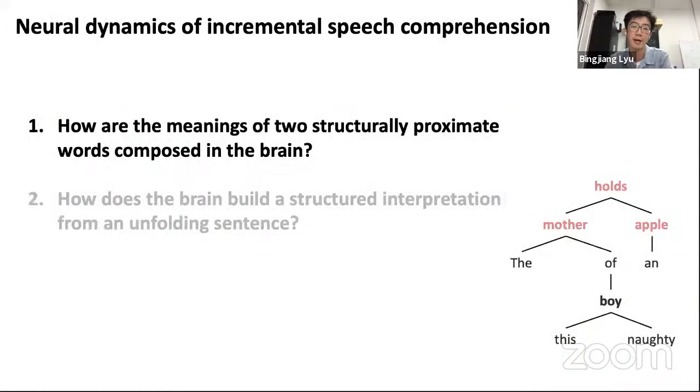Okay, let's get back to our specific questions on the neurodynamics of incremental speech comprehension. So here, the first one is about meaning computation of two structurally proximate words, the syntactically licensed semantic combination between two words directly connected in a path tree, such as hose and apple. In this study, we hope to give a more detailed explanation of the neurobiological basis of rapid integration during speech comprehension.